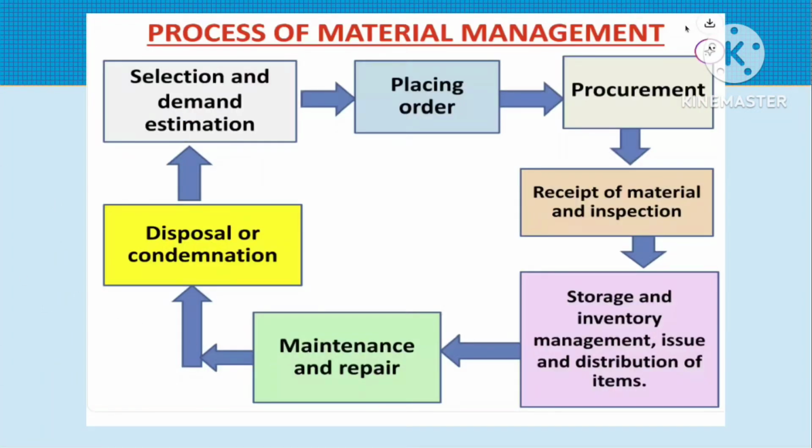Next, process of material management. Selection and demand estimation. First step is selection: selecting the equipment, supplies, whatever material you want according to the demand. How much we require for the next 1 year or for the next 2 months, like that. The demand, how much patient input you are expecting, depending upon that estimation, you have to select. And the next step is placing the order. From whichever supplier you are buying, place the order.